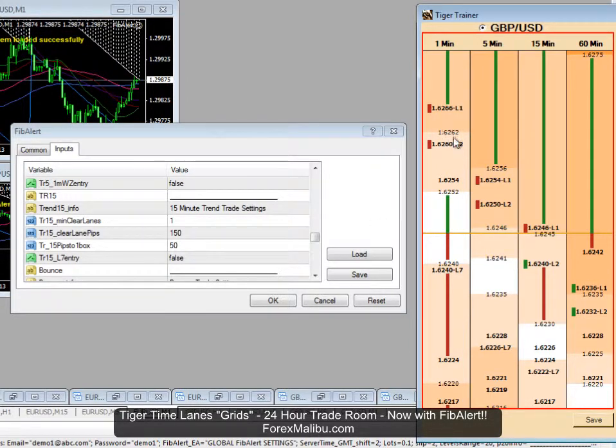Pips to the 1 minute box. Again, at least five pips to the 1 minute box. You want to see that.